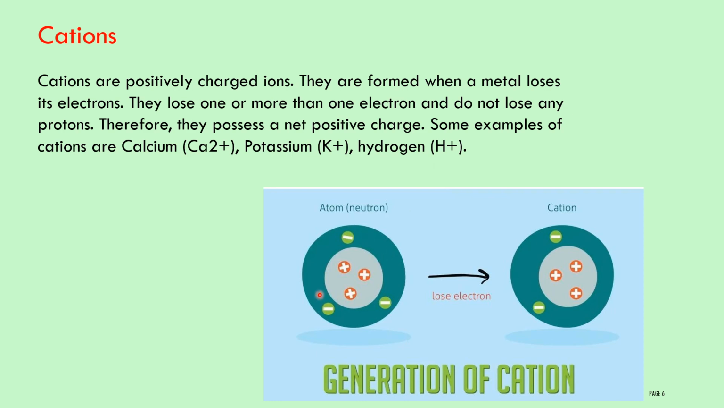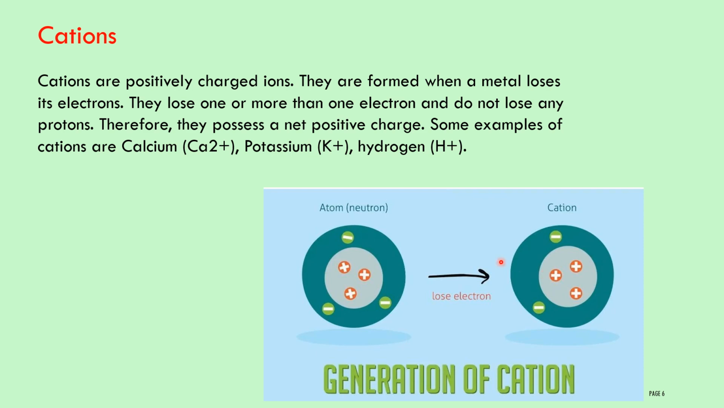Here consider this is a neutral atom. To attain its stability it will lose 1 electron. Then here 3 will become 2. And here one thing you can observe, there is no change in the number of protons. The number of protons remains constant. Here you can see there is a more positive charge present on the cation. Therefore cations are positively charged ions.